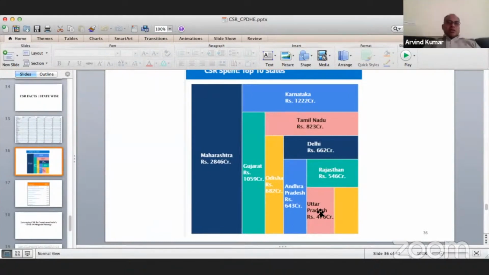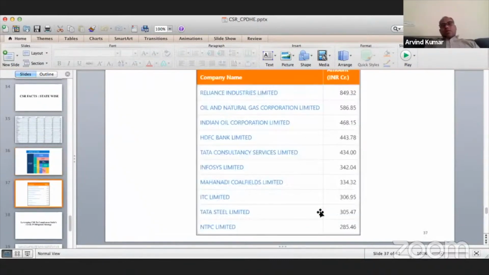Let me also give you the top 10 companies. Reliance Industries is topping that, and there is also a public sector company called NTPC, which is also figuring in. This part I am skipping because everybody is well versed about how CSR has been done.